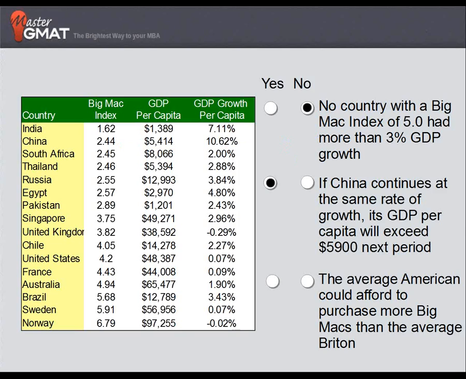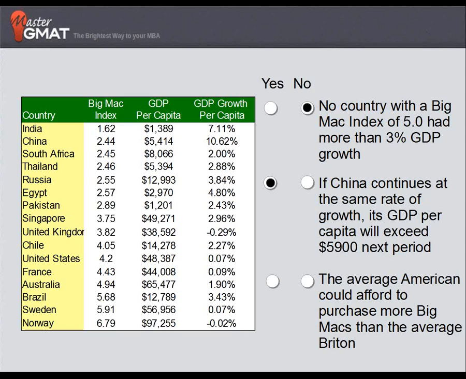Great. Now there's just one last statement ahead of us. We need to ask ourselves, could the average American afford to purchase more Big Macs than the average Brit? Now we're getting onto something interesting, right? So, are Big Macs more affordable for the Americans versus the British? This piece of data simply isn't in the table, but as usual, you'll be expected to imply and to infer your way to answer some of the questions on the GMAT.